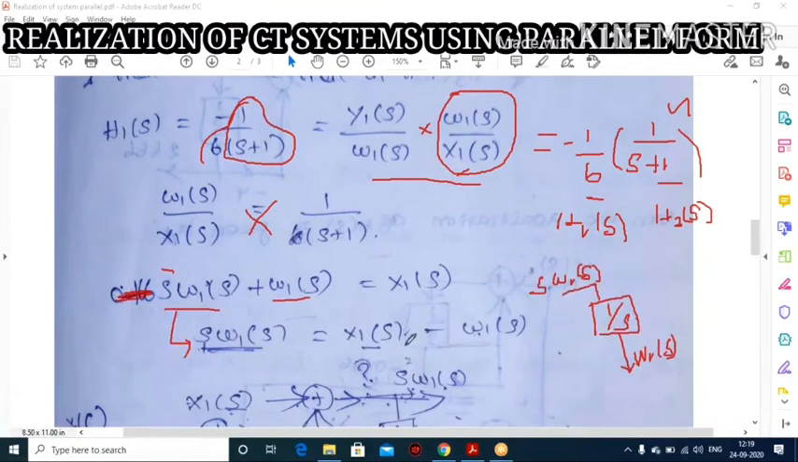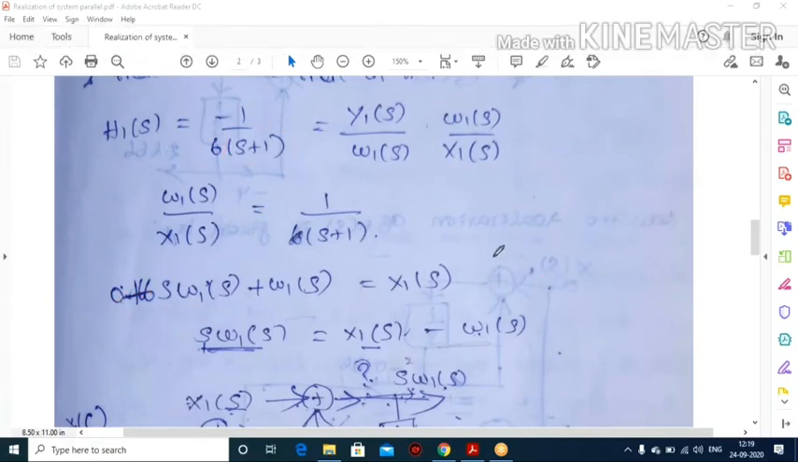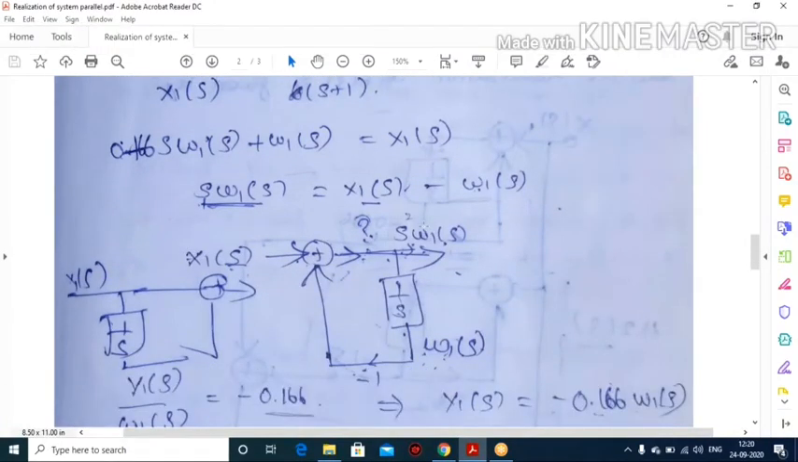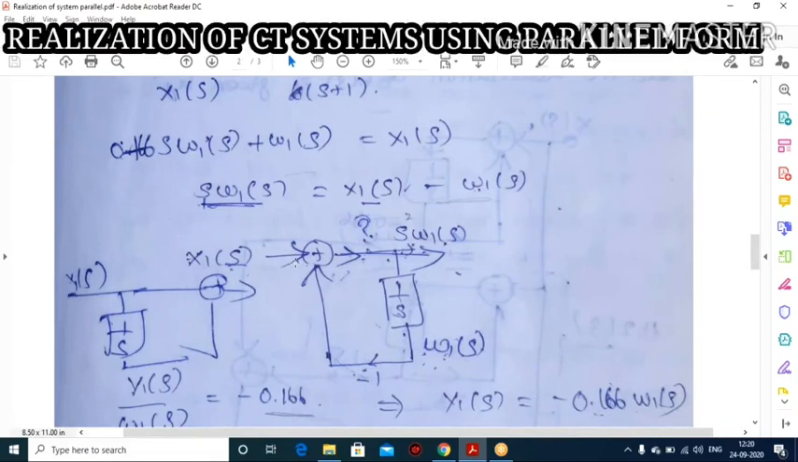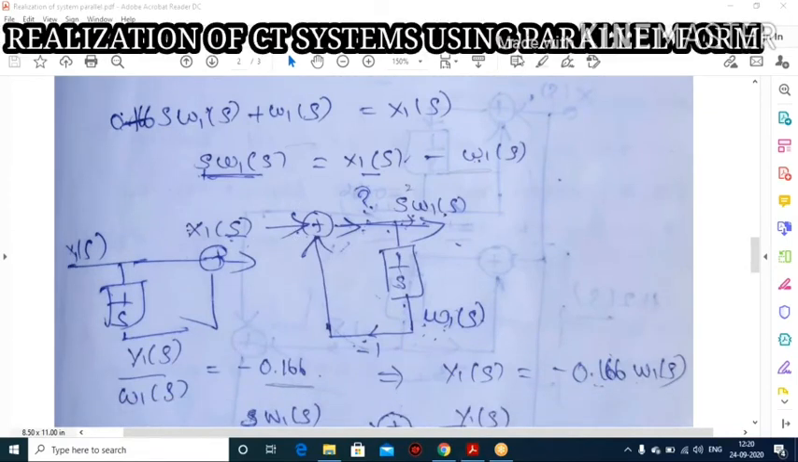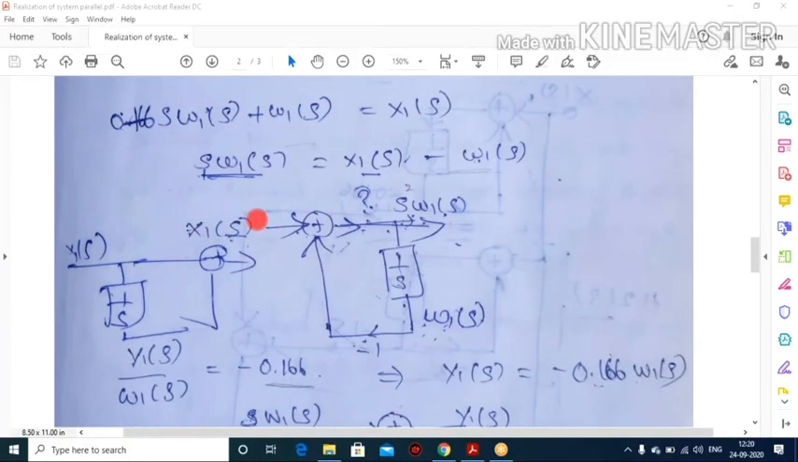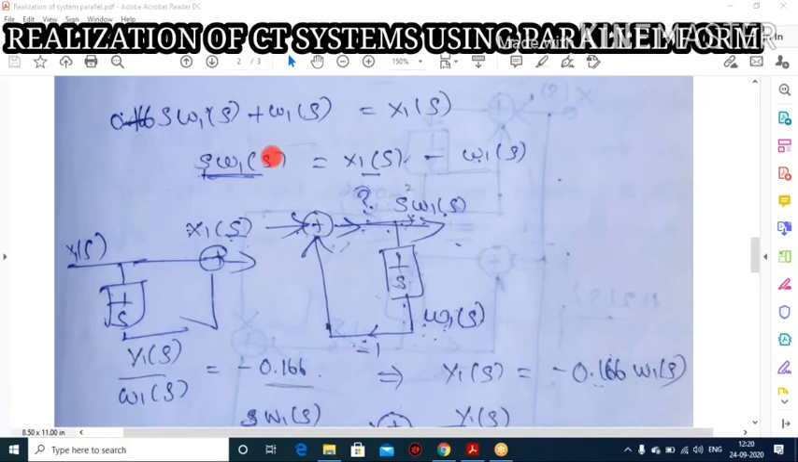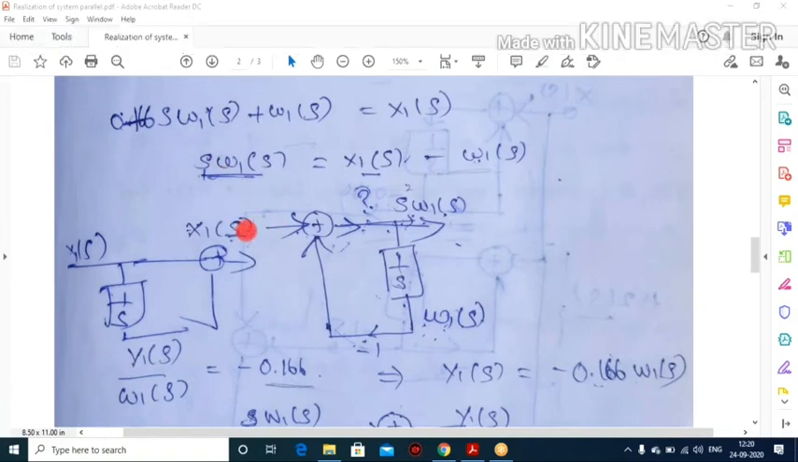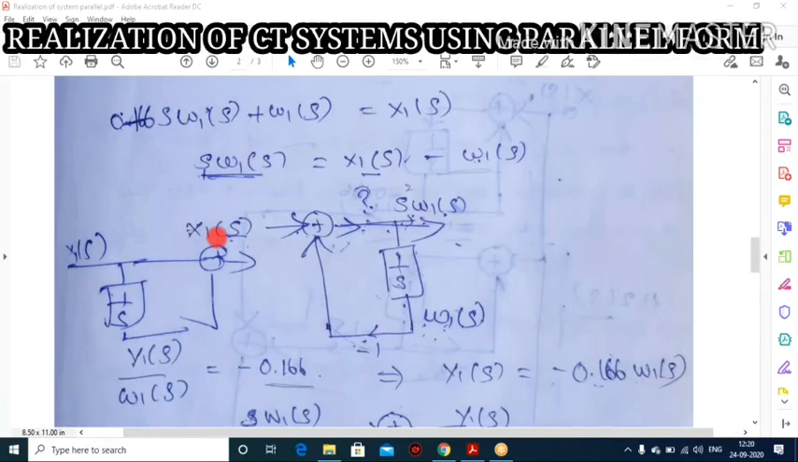Okay, now you are going to realize this structure. How to realize this structure? See, first you draw one single straight line. Isn't it? First I draw one single straight line here. In this expression, you find out which one can act as the input and which parameter can act as the output. So here the input is X1 of S. Your output is S into W1 of S. So I draw one single straight line here, with the output part S into W1 of S and the input part X1 of S.